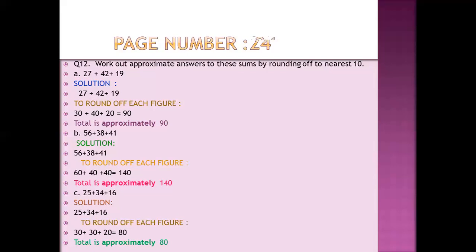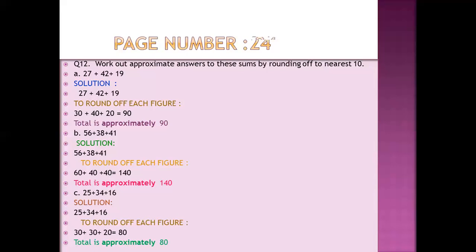And the last number is 19. 9 lies on the ones place and 9 is greater than 5. So instead of 19, what will we write? 20. Now we have 30, 40, and 20. We add them. The sum of the zeros will always be 0. Quickly you will add 3, 4 and 2. 3 plus 4 is 7 and 2 is 9. So our required answer is 90.